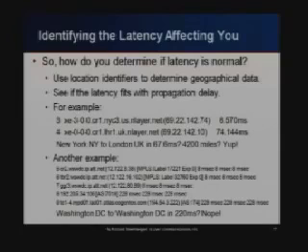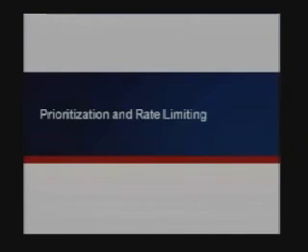Another example where you see two routers in DC and you cross a network boundary and all of a sudden it goes up 200 milliseconds, that's probably not propagation delay. That's probably a congested interface or something else.